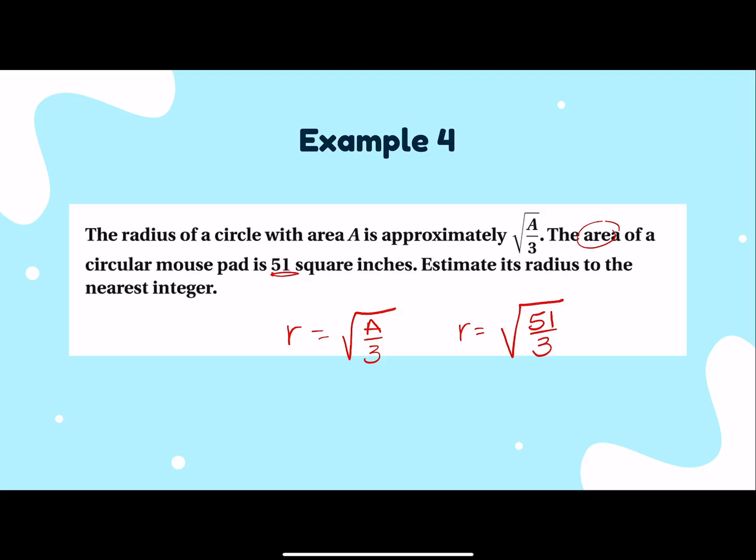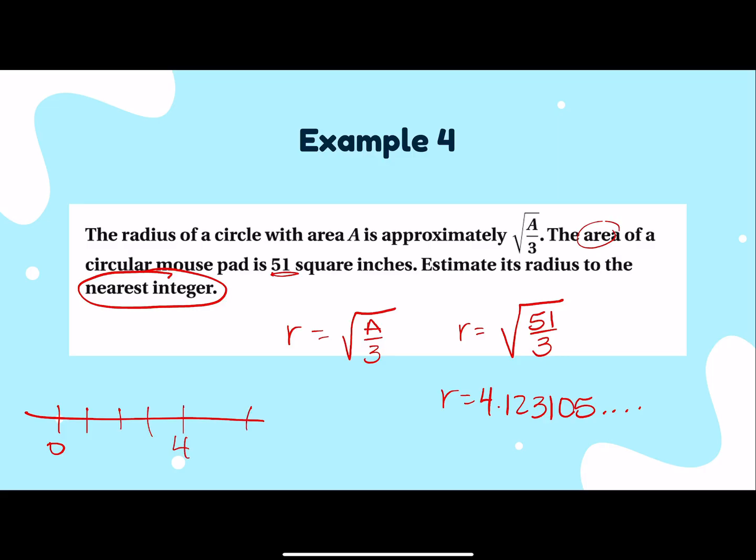And when you type that into your calculator, you should get 4.123105 blah, blah, blah, blah, blah, depending on where your calculator ends. But the question is asking me to round that to the nearest integer. And remember, for integer, we just look at a number line. 1, 2, 3, 4, 5. This 4.1 would come between 4 and 5. It is definitely going to be much closer to 4 because it is 4.1. So the nearest integer would be 4, and we're talking about inches.